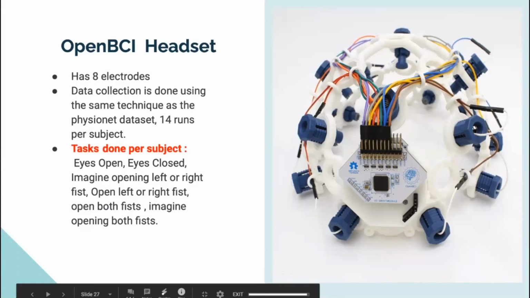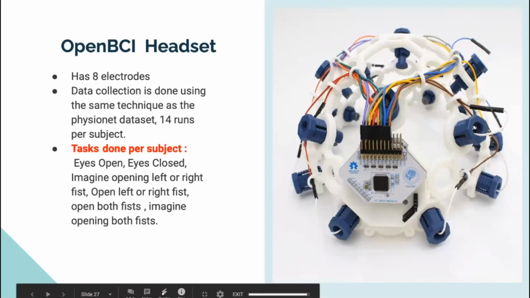For each subject, we record 14 different runs, similar to the dataset's experimental runs, which include 2 baseline runs, eyes open and eyes closed, and then 4 different tasks, which are opening and closing the left or right fist, then imagining opening and closing the left or right fist, then opening and closing both fists, and then task 4 is imagining opening and closing both fists. And we do this 3 different times.